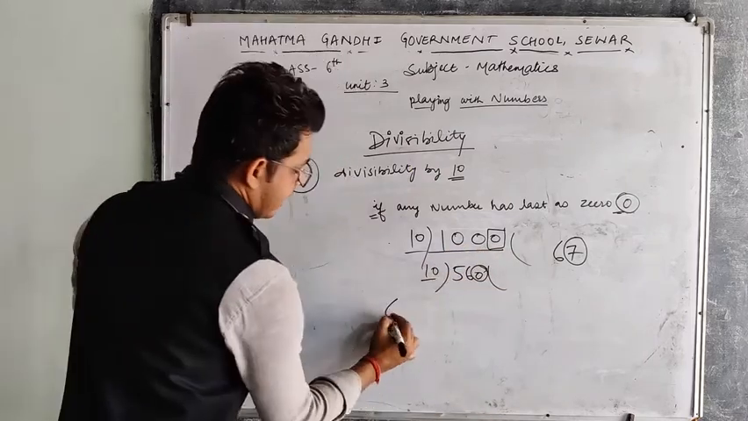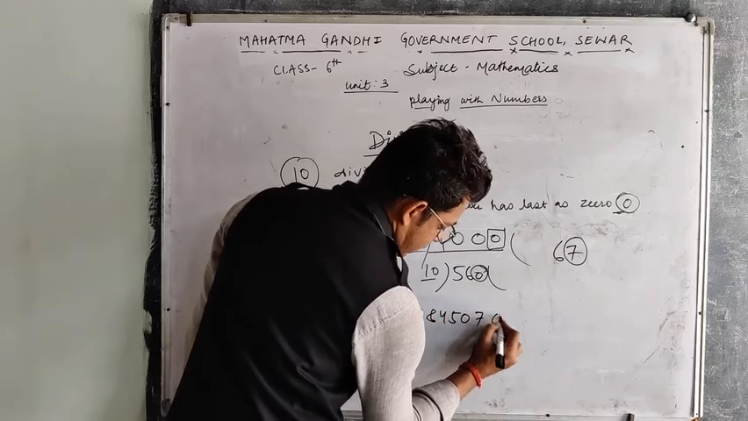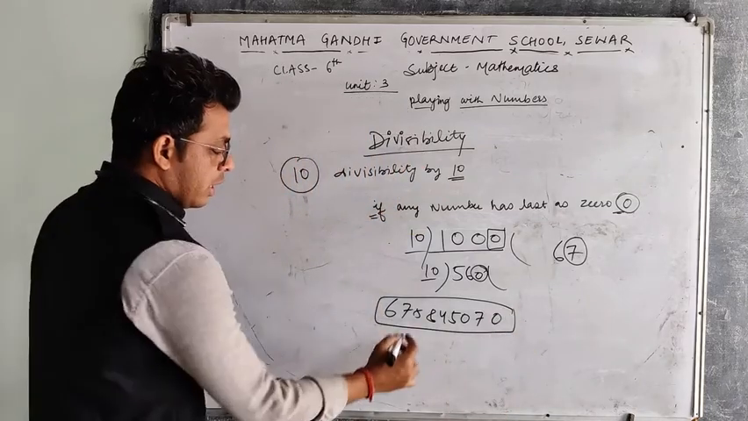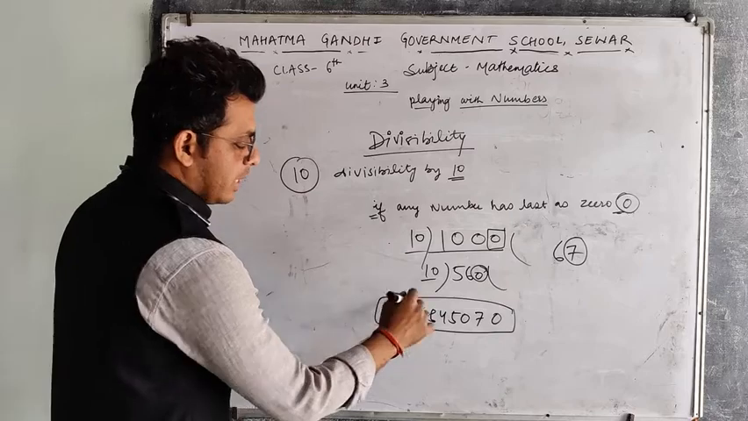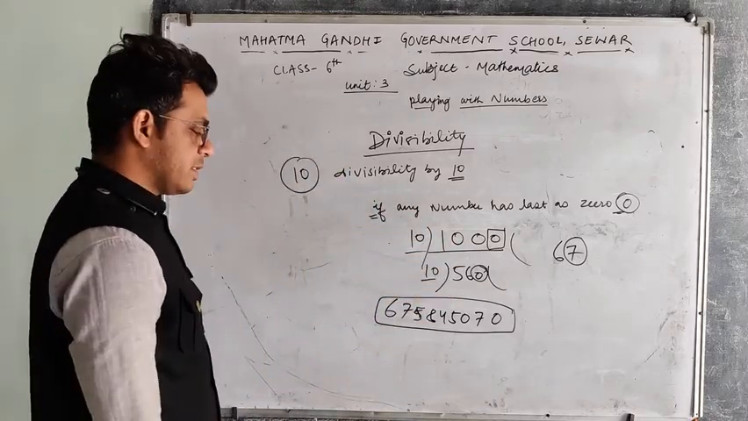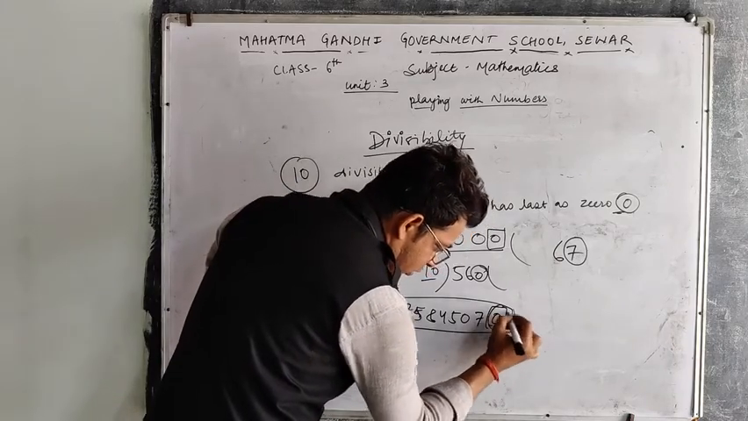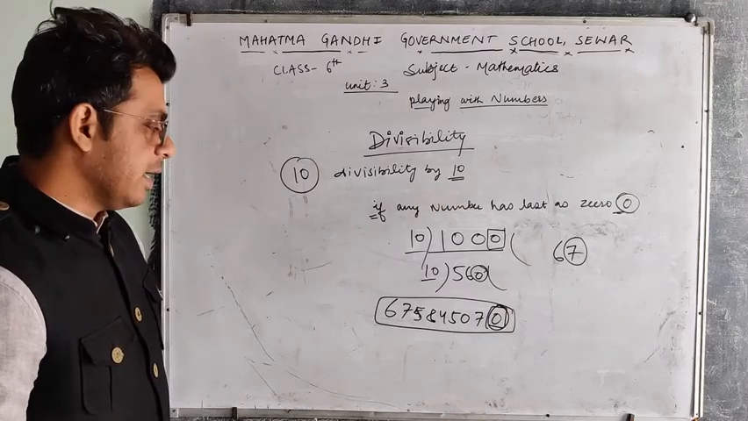If I write 6, 7, 8, 4, 5, 0, 7, 0, should this number be divisible by 10 or not? If we solve this by dividing from the initial digits, it will take too much time. But if we see the last digit, it's a 0. It means it will be completely divisible by 10.